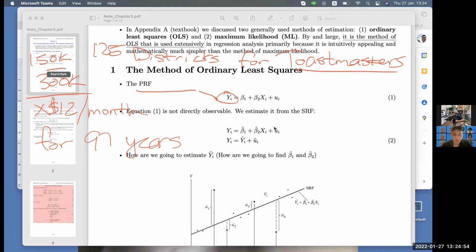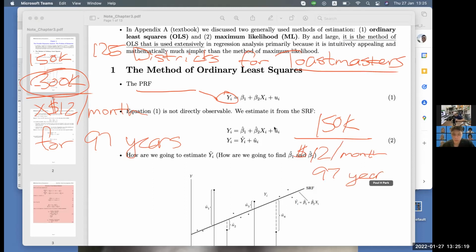Can you do some math for me? So, 300K members, right? Well, right now it's 300. I want to cut that in half for 97 years, just to make our math easy. $12 per month for 97 years. Then give me that dollar amount.